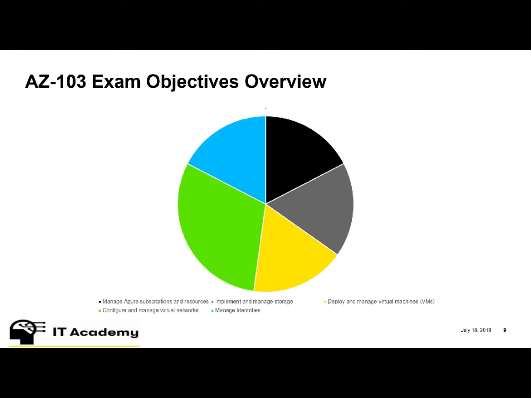This pie chart shows us the weighting that Microsoft have given towards each of the objectives in the AZ-103 exam and the number of questions you're going to get. What you'll see from this pie chart is the green area of the pie is the biggest, and that means configuring and managing virtual networks is probably where you're going to face most of the questions.